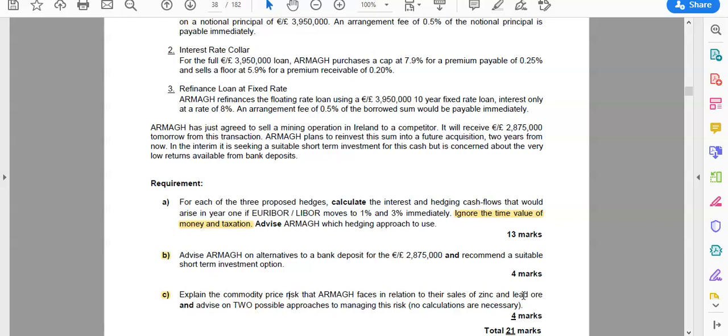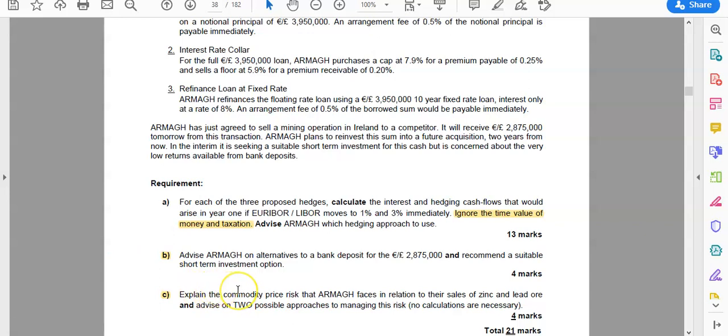Remember, futures contracts are traded on the exchange, so they're standardized. And you can also use options. So you might want to use, for example, put options here, the option to sell zinc or lead ore at a certain price in the future. So you don't have to do any calculations.